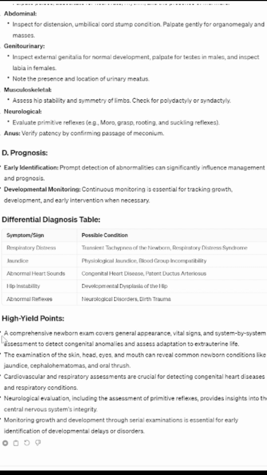Cardiovascular and respiratory assessments are crucial for detecting congenital heart diseases and respiratory conditions. Neurological evaluation, including the assessment of primitive reflexes, provides insights into the central nervous system's integrity. Monitoring growth and development through serial examinations is essential for early identification of developmental delays or disorders.